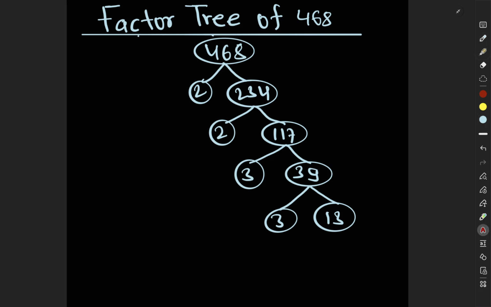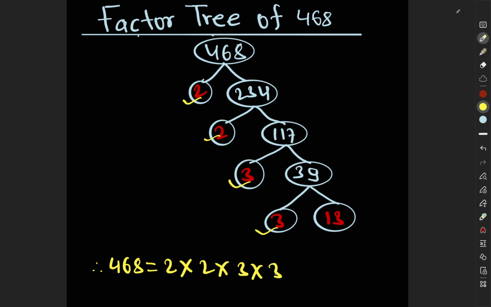So now we select the prime numbers among these numbers. So the prime numbers here are this 2, this 3 and this 13. So we can write 468 is equal to the product of all these prime numbers, that is 2 times this 2 times this 3 times this 3 and times this 13.